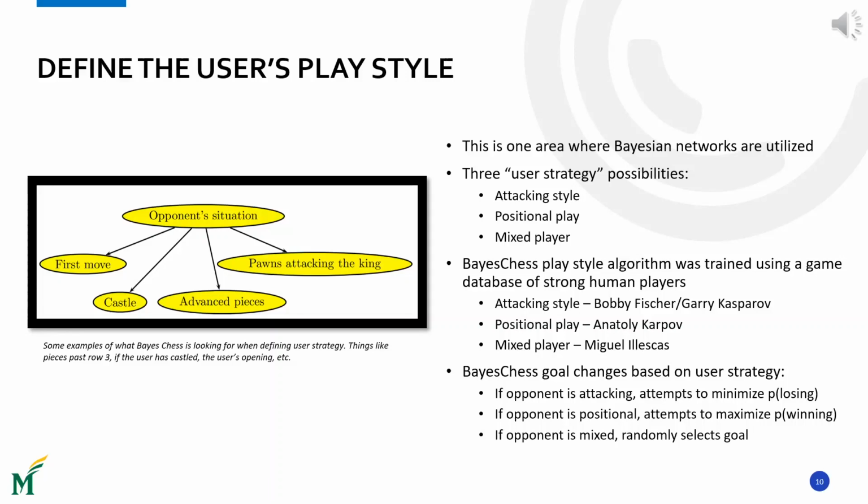If the opponent is an attacking style player, it attempts to minimize the probability of losing. If the opponent is positional, they attempt to maximize the probability of winning. And if it's mixed, the BayesChess system randomly selects its target goal. On the left-hand side of this slide, you can see the way BayesChess tries to quantify what the user is doing. Some of the key things that it's looking for is how many pieces are past a certain row on the board, has the user castled yet, what was their opening. Things like this help BayesChess define if the player is an attacking player, playing for position, or some combination of the two.